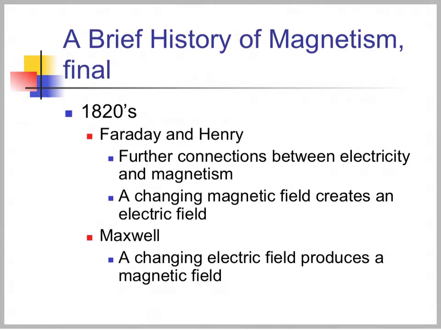And then in the 1820s, Faraday and Henry developed further connections between electricity and magnetism, essentially finding that a changing magnetic field created an electric field. And then finally, Maxwell said a changing electric field produced a magnetic field. So magnetic fields and electric fields are closely related. In fact, we'll study Maxwell's 4 equations, which put all of the relationships between electricity and magnetism together.